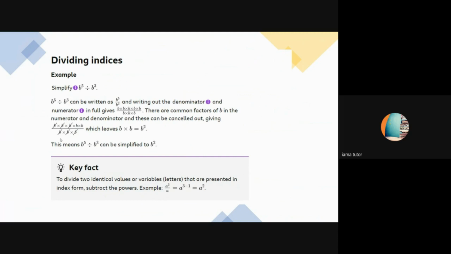Now, if you see b to the power 5 divided by b to the power 3, simply what you need to do is take b to the power 5 minus 3.